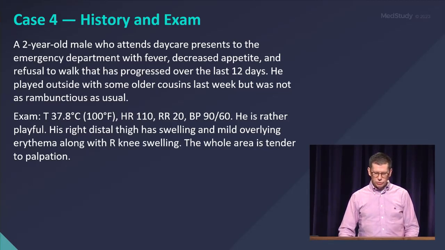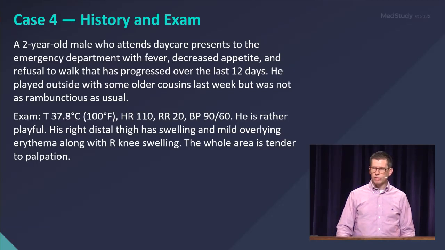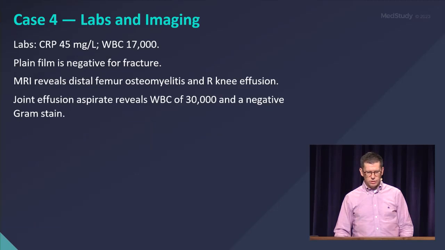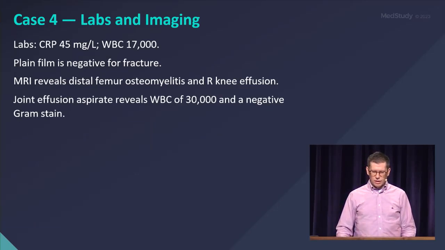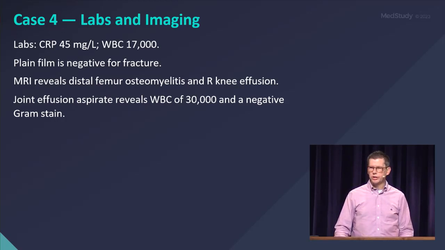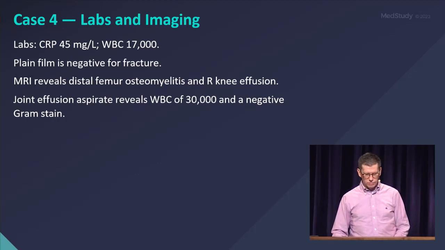Exam has a temperature of 100, heart rate 110, respirations 20, blood pressure 90/60. He is rather playful. His right distal thigh has swelling and mild overlying erythema, along with right knee swelling. The whole area is tender to palpation. Labs have a CRP of 45, a white count of 17,000. Plain films are clear for fracture. MRI shows a distal femur osteo and a right knee effusion. A joint effusion aspirate reveals a white count of 30,000 and a negative gram stain.